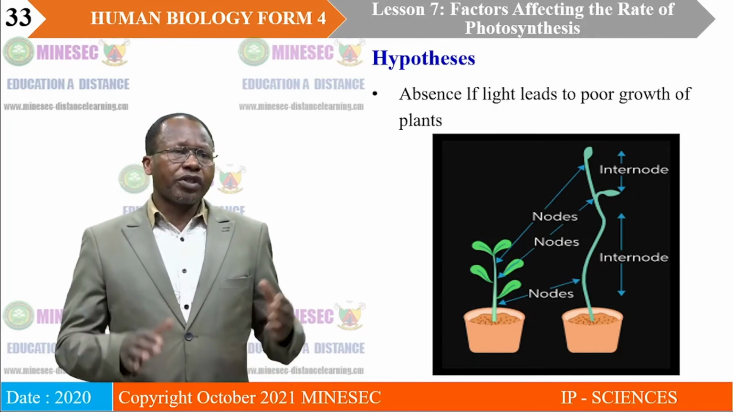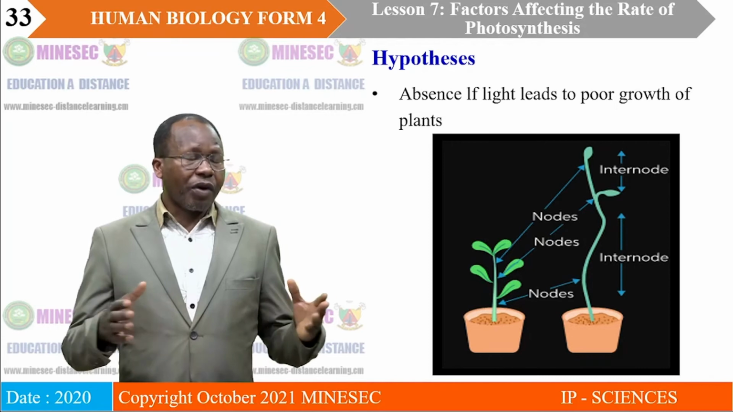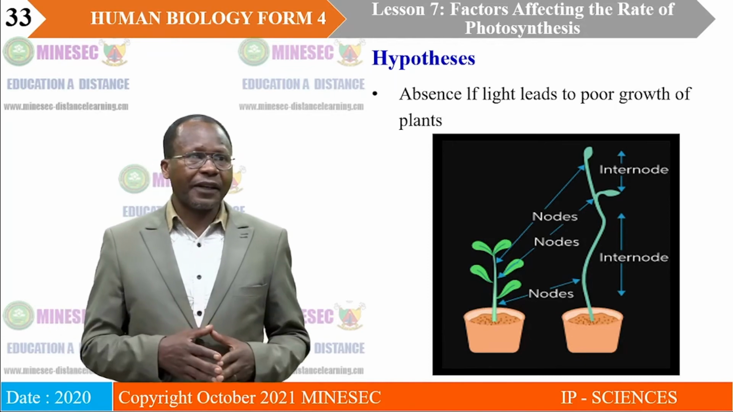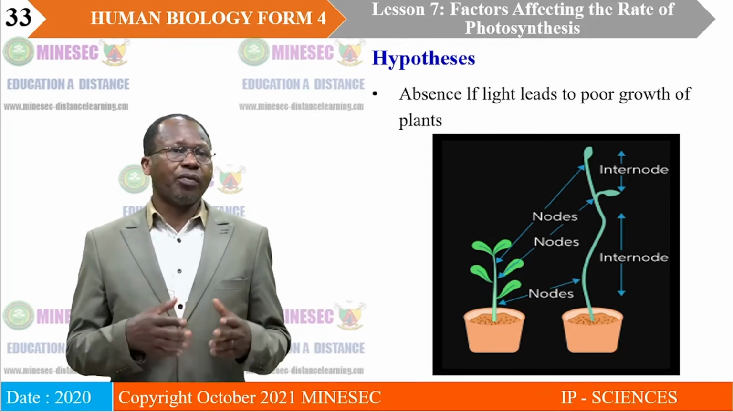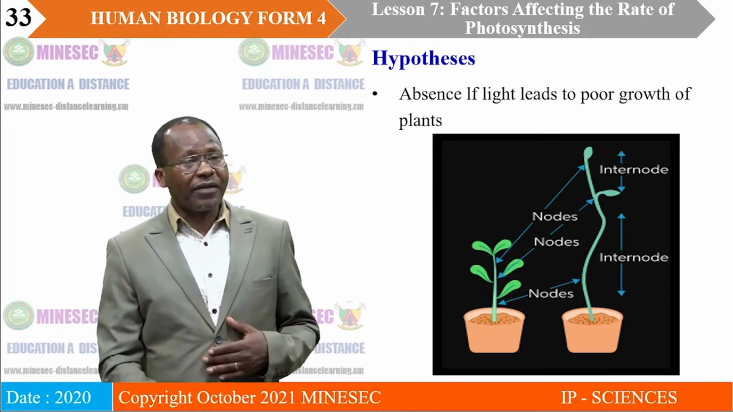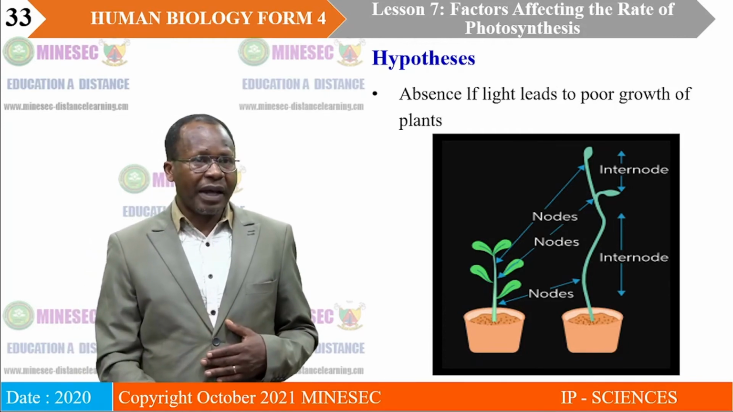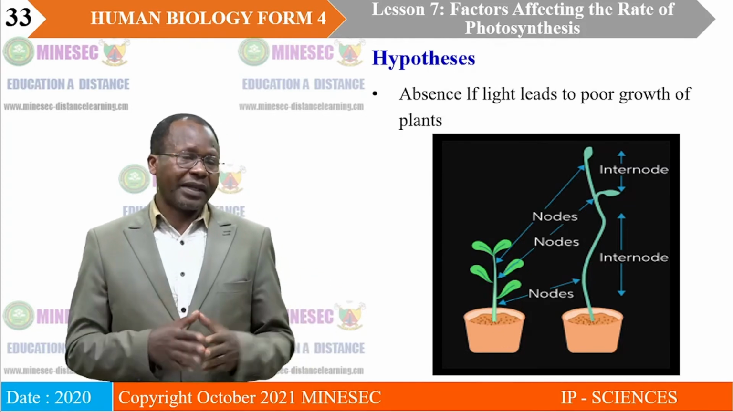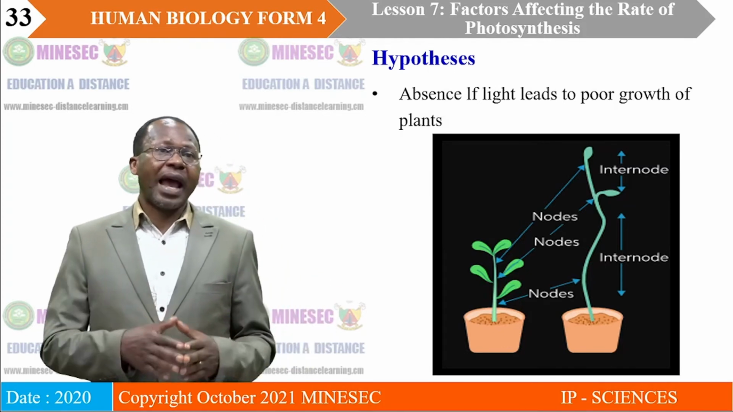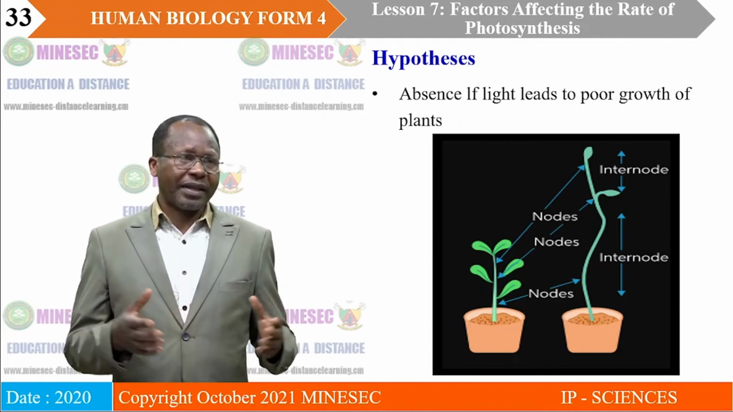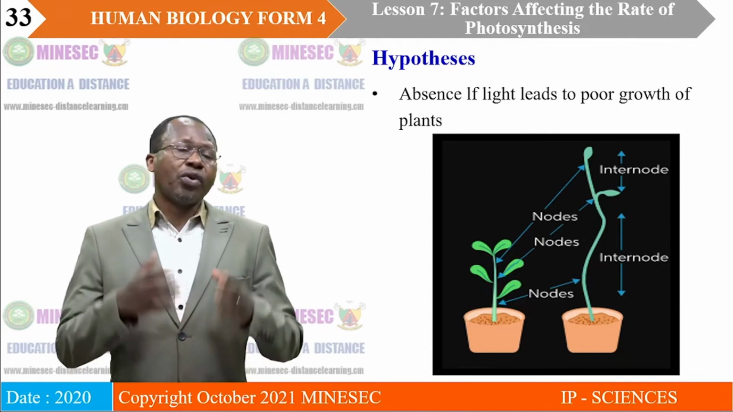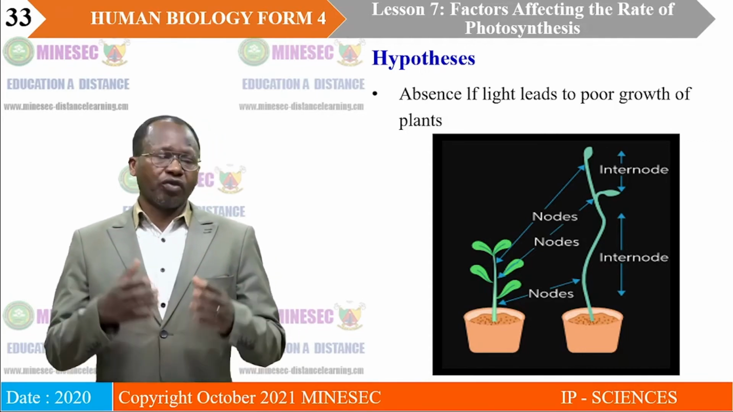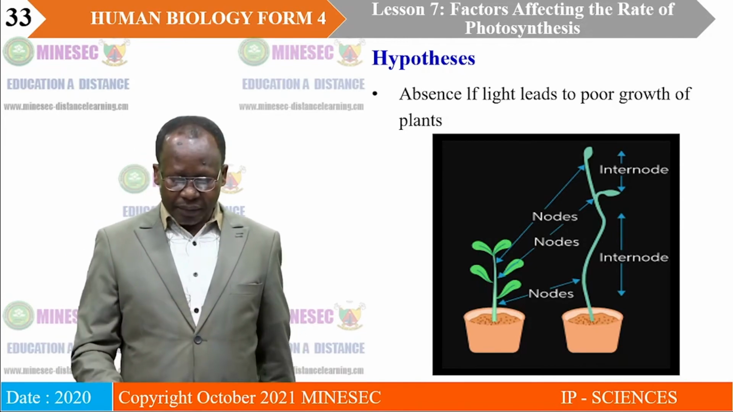This, therefore, supports our hypothesis, because the hypothesis stated that absence of light leads to poor growth of plants. We have seen it in these two examples. Therefore, our hypothesis is supported. We will accept this hypothesis that absence of light leads to poor growth of plants. Therefore, what do we do? Supply ample light to plants that are growing.